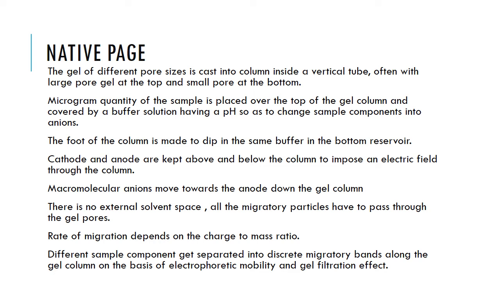Those molecules that are big, once they find smaller pores, there will be a frictional force produced, and remember what we talked about, that the frictional force can affect the velocity of the molecules. A microgram quantity of the sample is placed over the top of the gel column and covered by the buffer solution having a pH so as to change the sample components into anions.